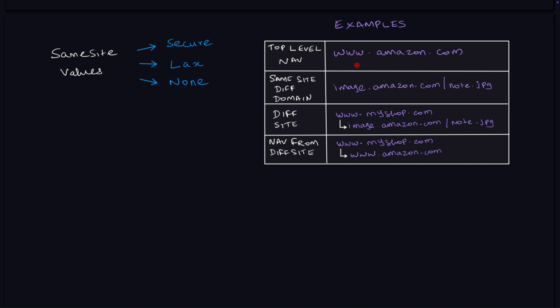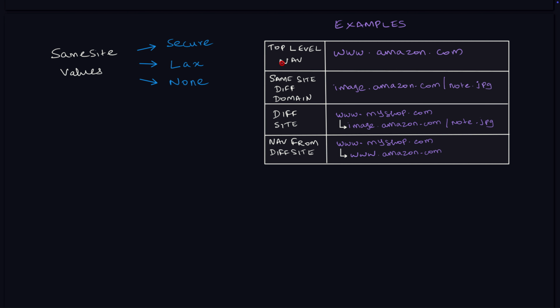The SameSite attribute has three different values. They are strict, lax, and none. I'm going to explain the differences between these values with an example. So let's first take a look at the example that we are going to use. There are 4 scenarios in this example. Let's understand these scenarios one by one now.